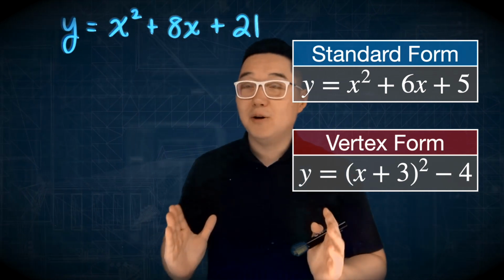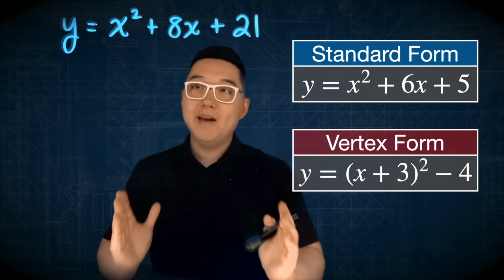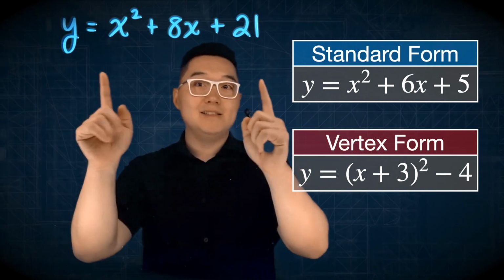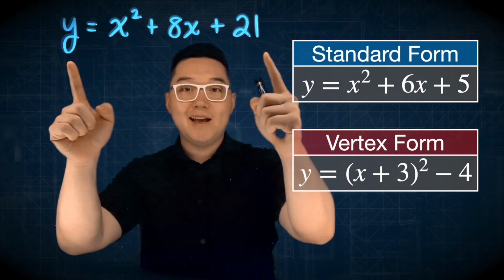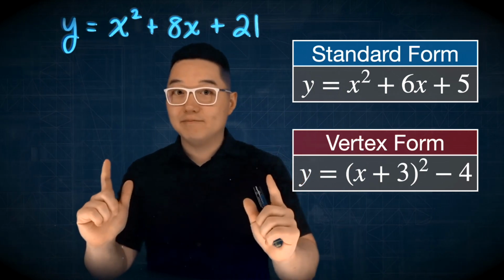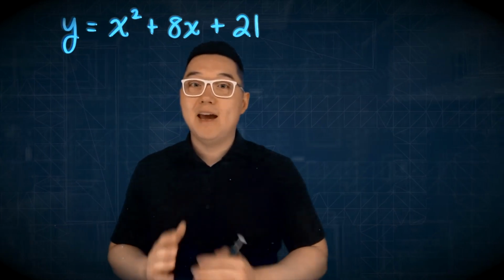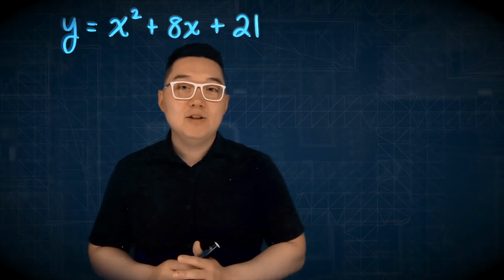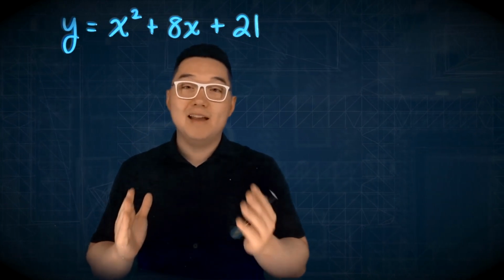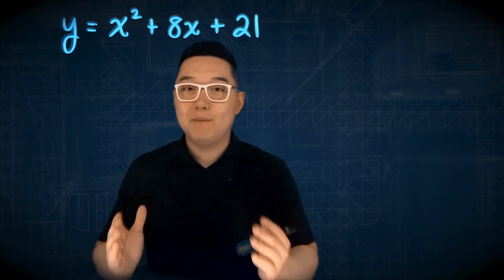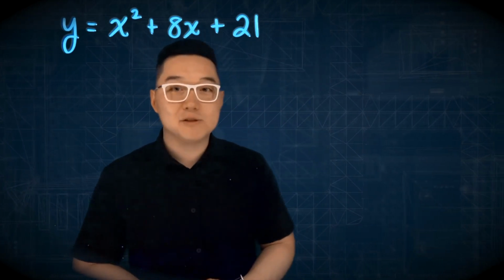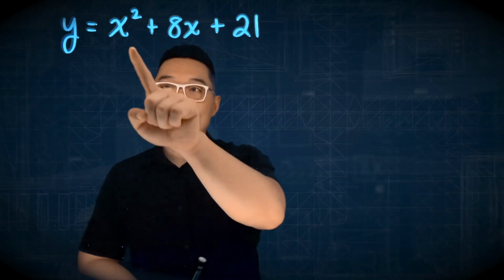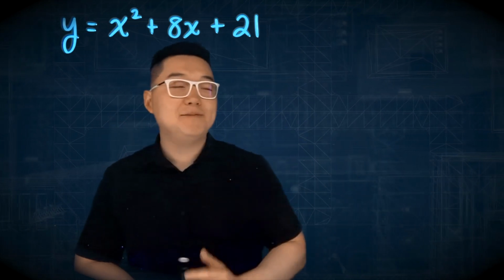Okay, so let's go ahead and begin. We have a quadratic function in standard form, and we're going to turn that into vertex form. To do that, we have to make a perfect square. So what do we have here? Let's use algebra tiles to help us understand the process of completing the square. So we have one x squared tile.